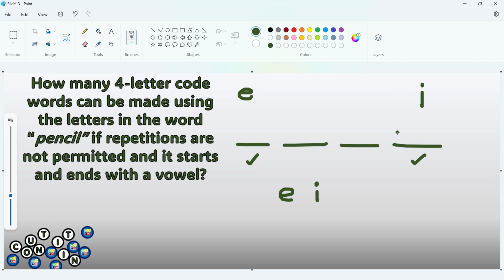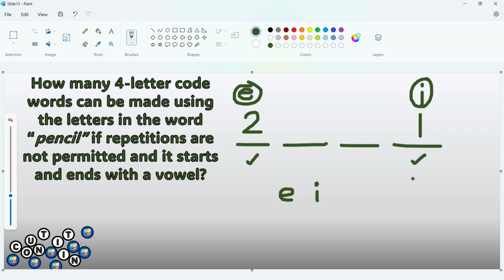With this in mind, for the first placement, there are two possible vowels that can be used. If I use E already, we are left with only one vowel that can be used for the last letter of the four-letter code word. Of course, if this would be I, we can still use I and E, but if this is I, the last would only be letter E. That is for our restriction.